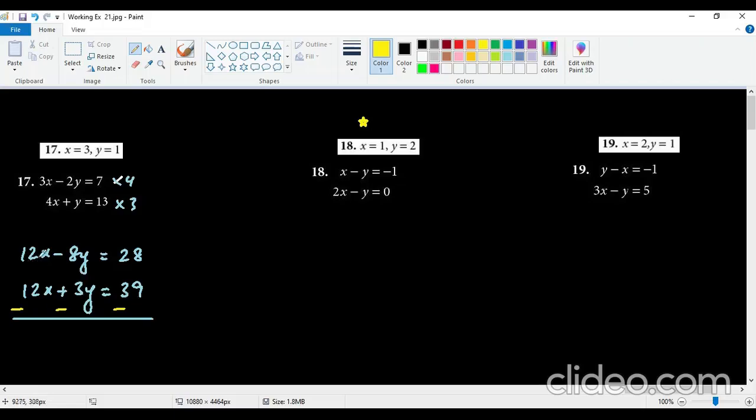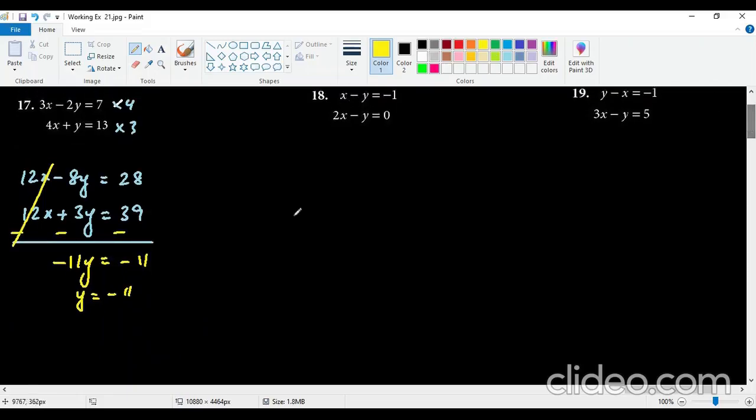These two are going to be cancelled. Minus 8 and minus 3 is going to give us minus 11y equals minus 11. So y will be equal to minus 11 divided by minus 11, which is going to give us y equals 1. So the value of y is 1.